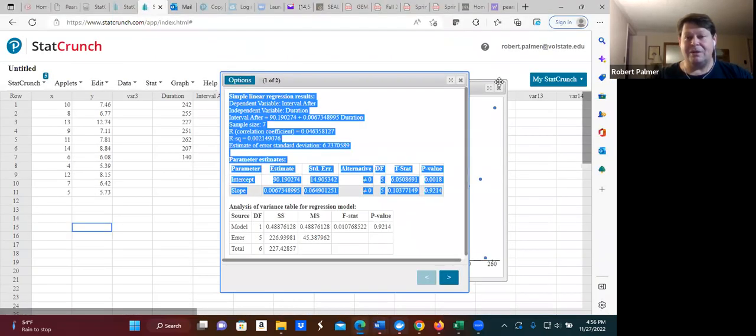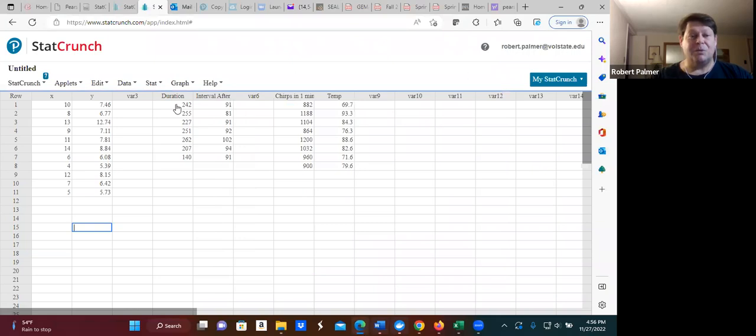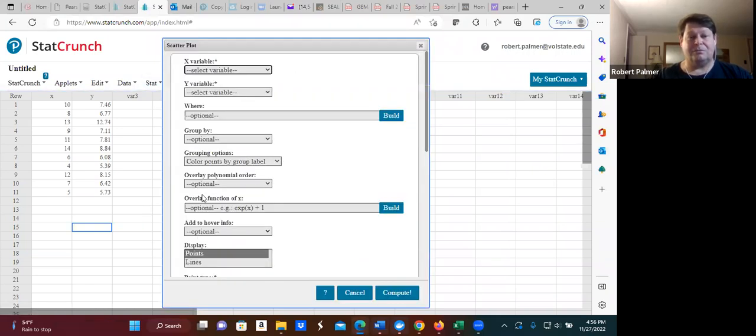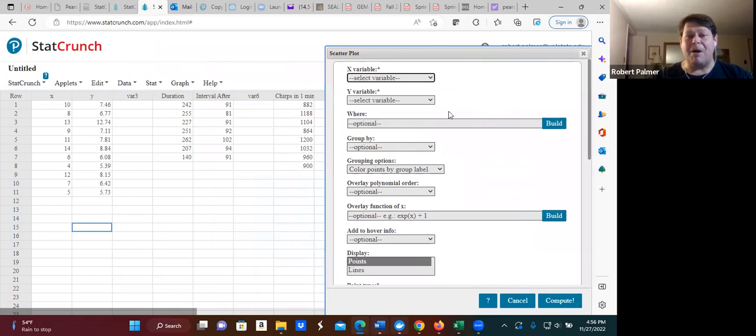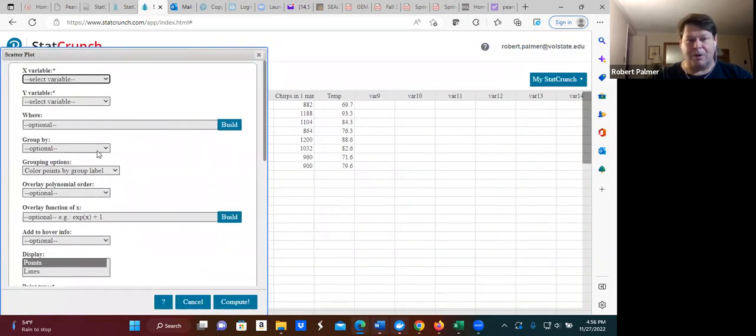I already have this data set. Let's get rid of these, or you can bring them up later. So here's that data. Once again, first, let's do a scatter plot. Now, this is one where it would probably make more sense for the X to be the temperature.